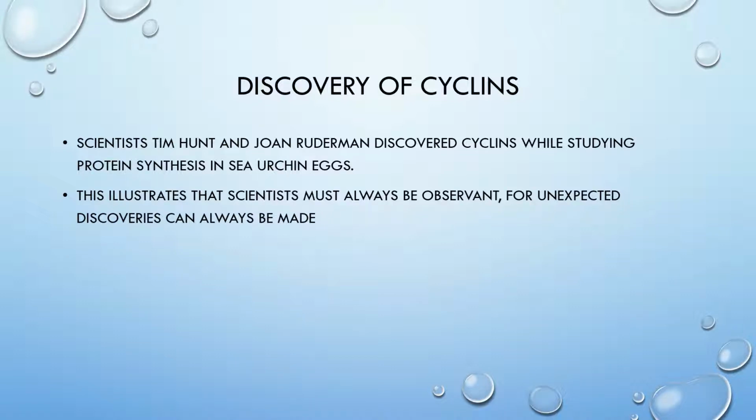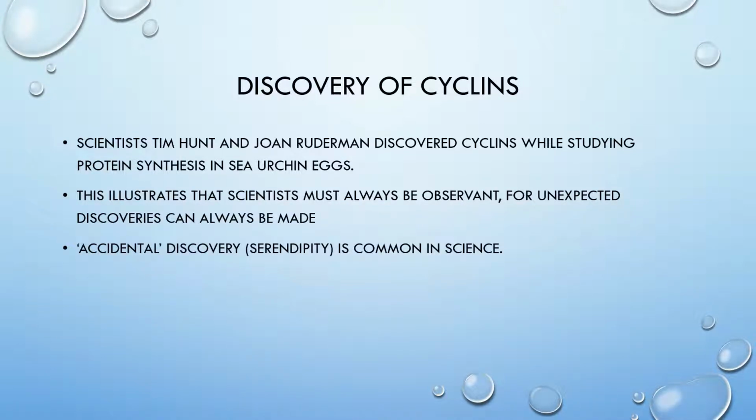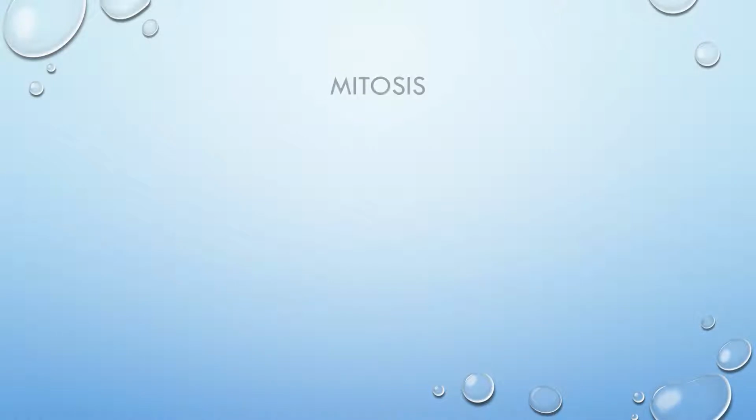Tim Hunt and Joan Ruderman weren't looking for cyclins. They accidentally found them. This is called serendipity. It's common in science. That's all I need to know. It's a nature of science question, and you guys probably know that nature of science questions aren't really in the exam that often, but make sure you know what to write if it ever is on it.